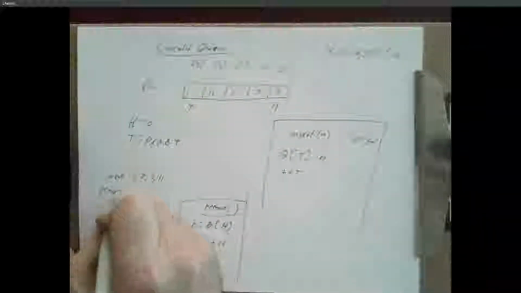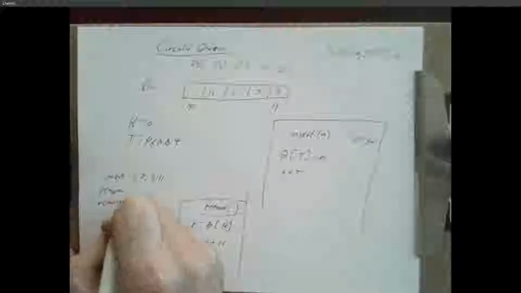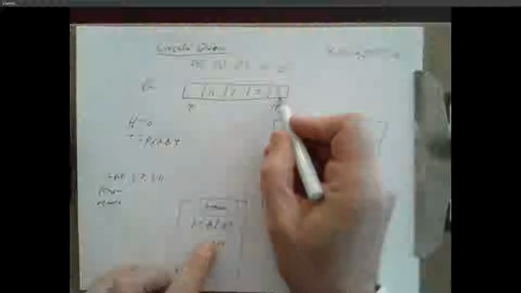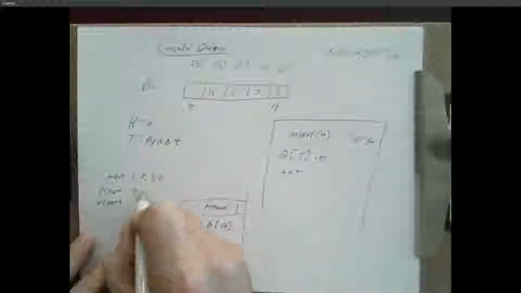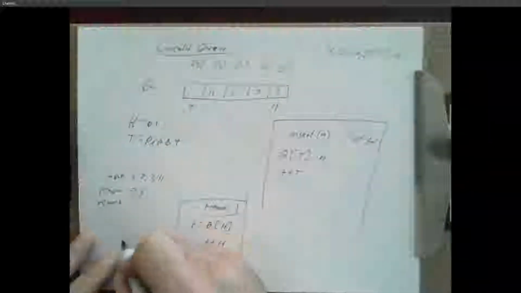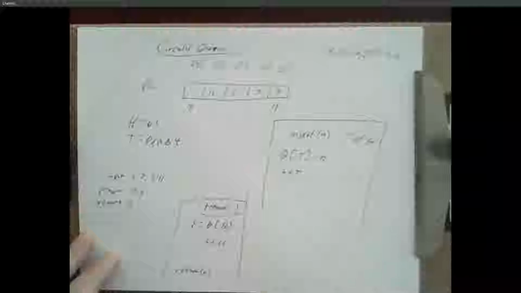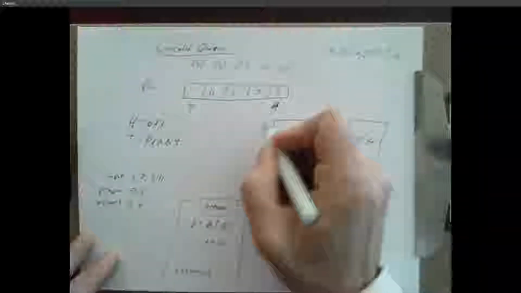So if we remove two things, the first time we remove, head is equal to 0, so we're going to return element 0, which returns a 3, and head will become 1. And when we remove again, it's going to return element 1, because that's what head is, so it'll return a 5, and head will become 2. So now our queue looks like this.